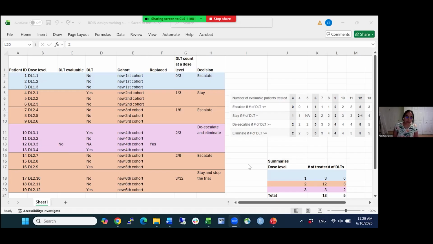So one of the problems with phase 1 trials is that there are limited slots available. Patients might come in and there's no slots available because you filled up your 3-patient cohort and now you've stopped the trial.